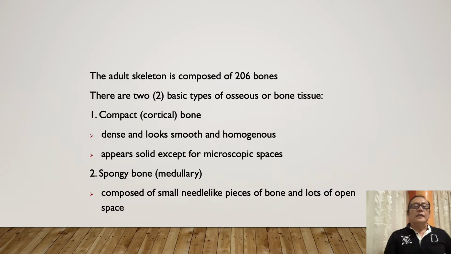So the adult skeleton is composed of the 206 bones of the body, which we are going to identify in the future. We have two basic types of osseous or bony tissue. One, we have the compact or cortical bone, which is solid, dense, smooth and homogeneous, the very strong parts of bone. And we have spongy bone or the medullary, that is composed of needle-like pieces with spaces in between. So they are not solid, in other words.